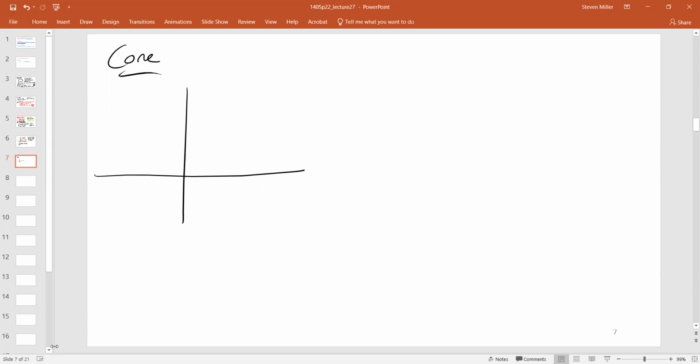1/3 base times height. And when you say pi r squared, that pi r squared is the base. So this is just a question of whether you explicitly say pi r squared or say base. Given how little time we have, I'd rather say base. It's a little faster. Doesn't make any difference.